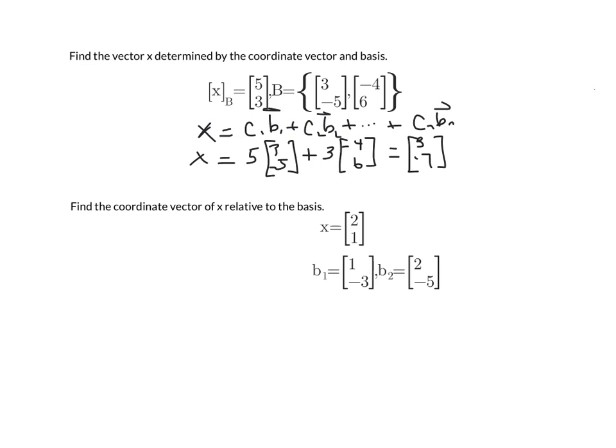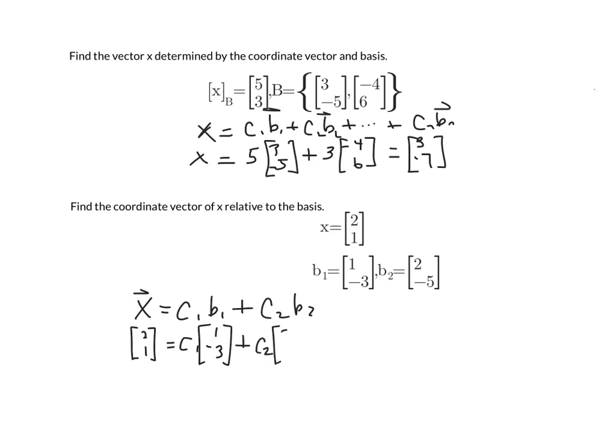To find the coordinate vector of the given vector x relative to the basis, we just set up what's going on. We know that if x is equal to c1 times b1 plus c2 times b2, then we have (2, 1) equal to c1, which is an unknown value, times (1, -3), plus c2, which is also unknown, times (2, -5). So (c1, c2) would be our coordinate vector.